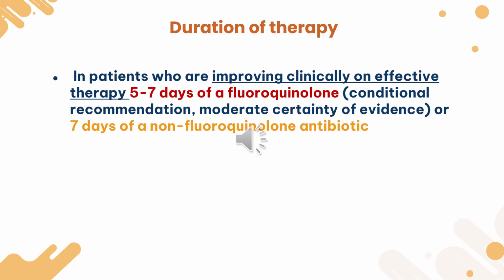How long should the patient take antibiotics? For a clinically improving patient, 5 to 7 days of fluoroquinolones, 7 days for non-fluoroquinolones. In critically ill patients with severe sepsis, immunocompromised patients, or urinary obstruction, those patients need individualization.